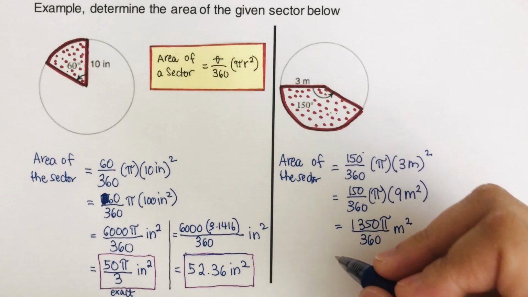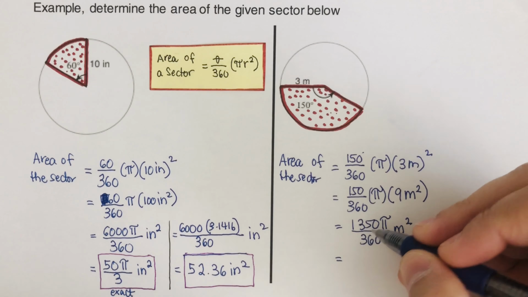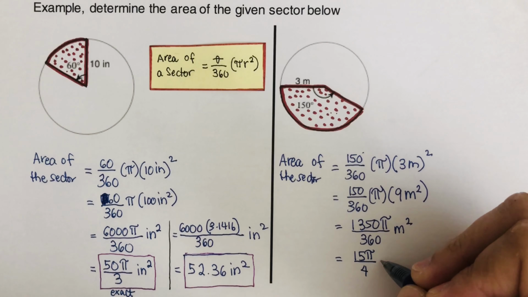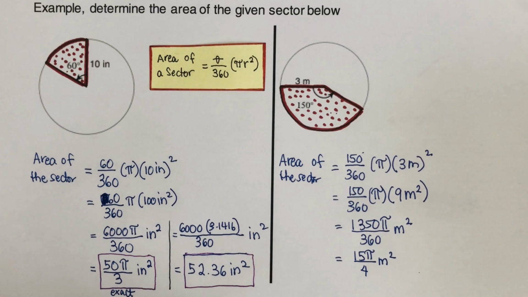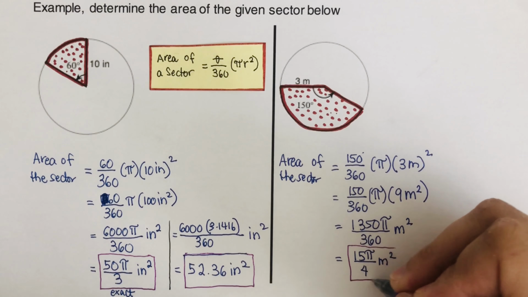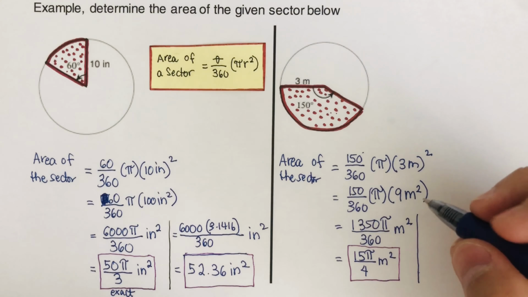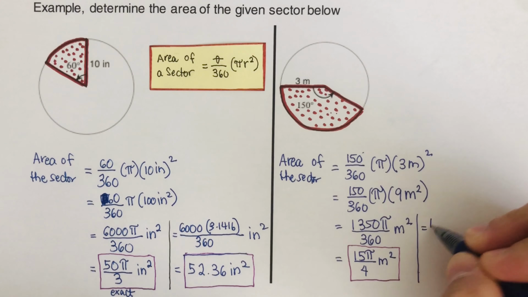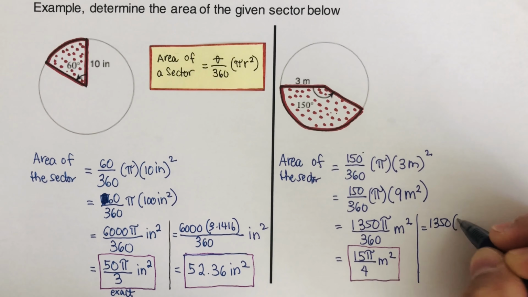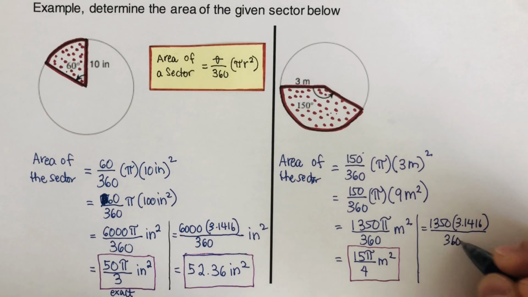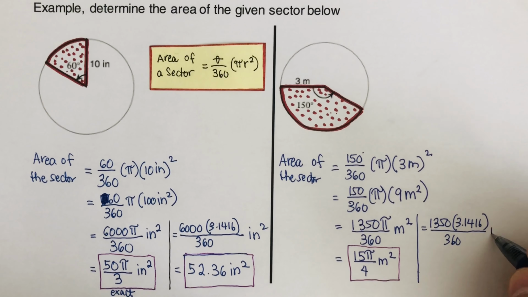Then we go ahead and reduce this to the lowest terms. Both of these are divisible by 90, so that would be 15 pi over 4 meters squared. This is our exact area. To find the rounded or decimal version, we plug in pi, 3.1416. That would be 1,350 times 3.1416 over 360, and again, the unit for this is meters squared.